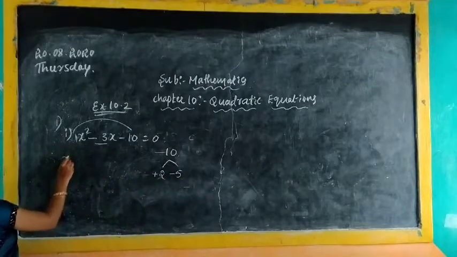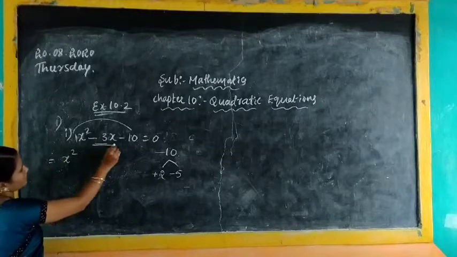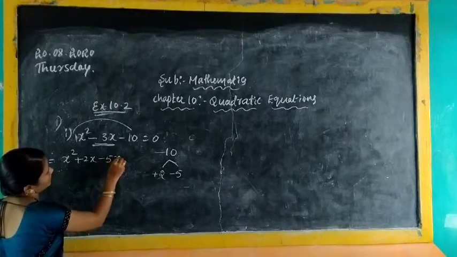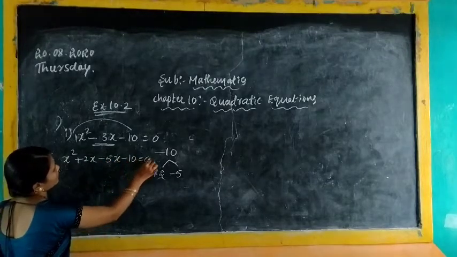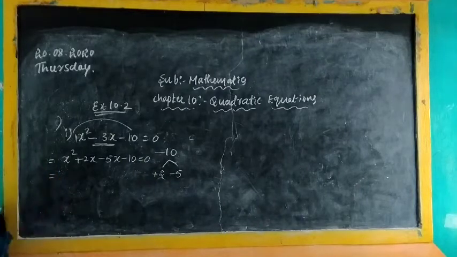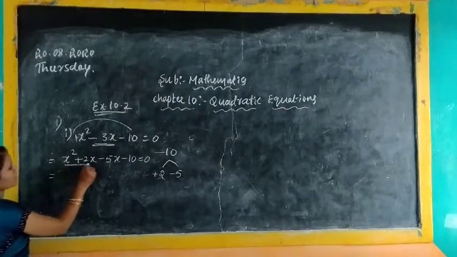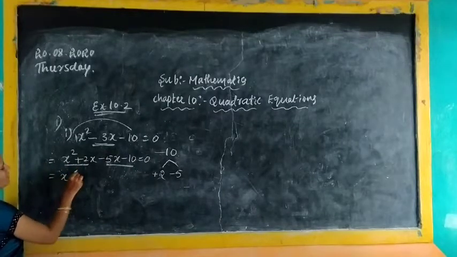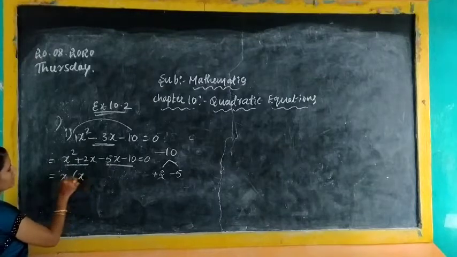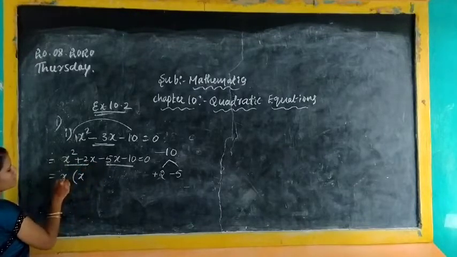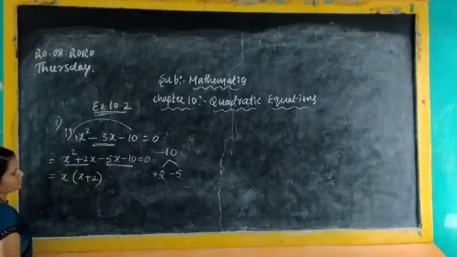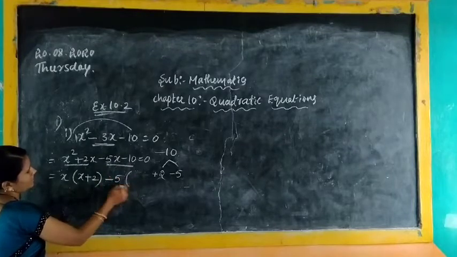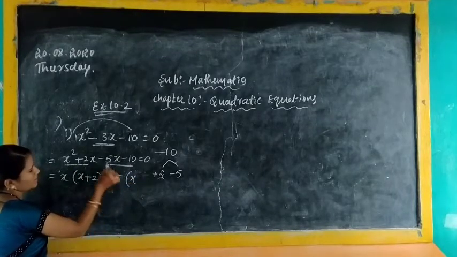I will consider x square. Instead of minus 3x I will write plus 2x minus 5x minus 10 is equal to 0. Neatly take it step by step. Here make a group. What is common in this? x will be common. Remaining is x into x square, here already x outside is there, remaining plus 2. And again in this, the common is minus 5, remaining minus 5 into x, minus 5x.